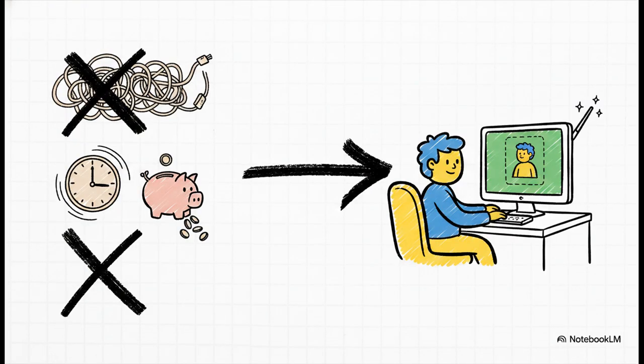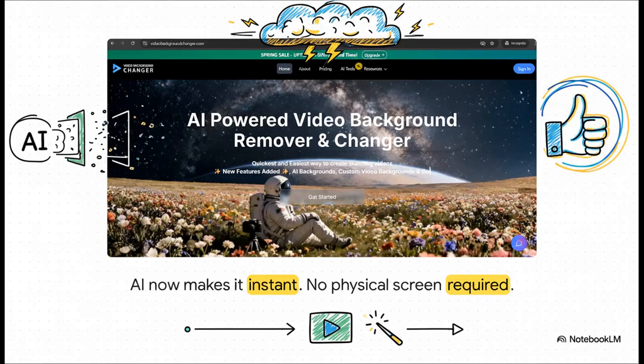But what if you could just skip all of that? Imagine getting that perfect, clean green screen look, but with zero hassle, no equipment, and none of the cost. Well, guess what? Now you actually can. This is where AI comes in to save the day. It uses some seriously powerful algorithms to do all the heavy lifting for you, completely digitally. You don't need a physical screen at all. You just get that professional result instantly right from your web browser.